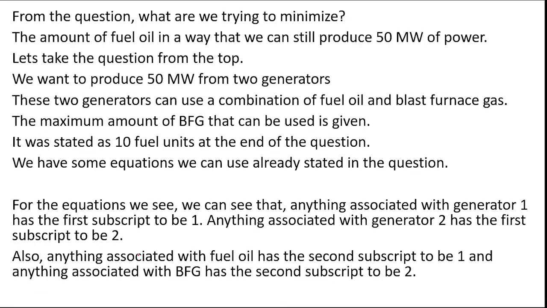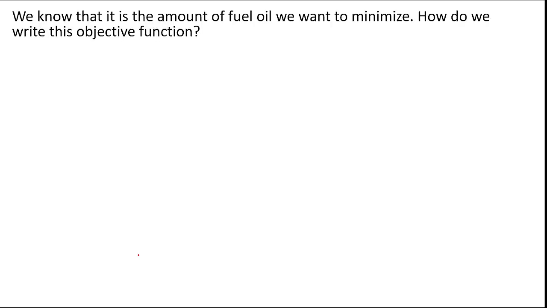So the very first subscript you see will tell you which generator it is working with. Then the second subscript tells you whether it is fuel oil or blast furnace gas. So we know that it's the amount of fuel oil that we want to minimize. But how do we write this objective function? So we can just say minimize, then we can give the function a label. So z is equal to f1 plus g1. So f1 is the fuel oil in generator 1, g1 is the fuel oil in generator 2.